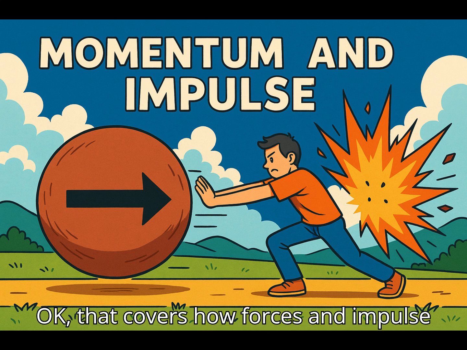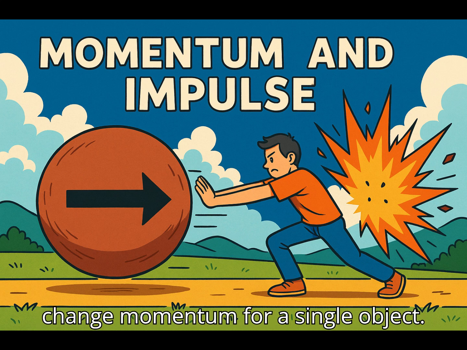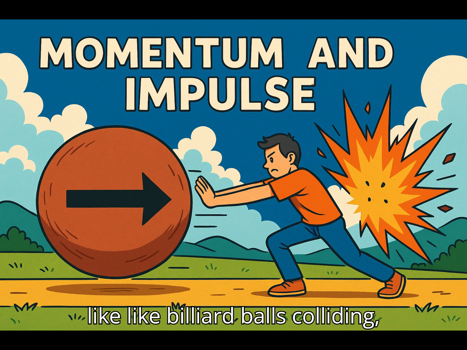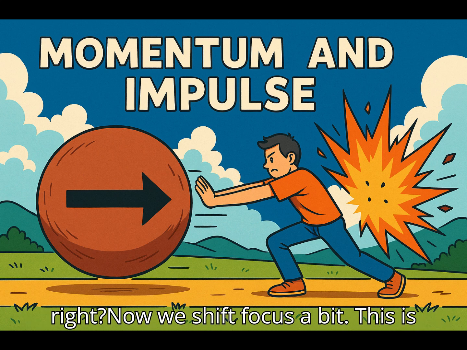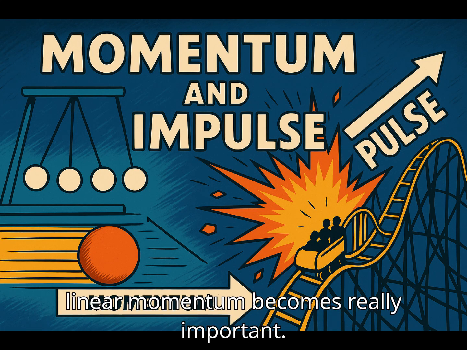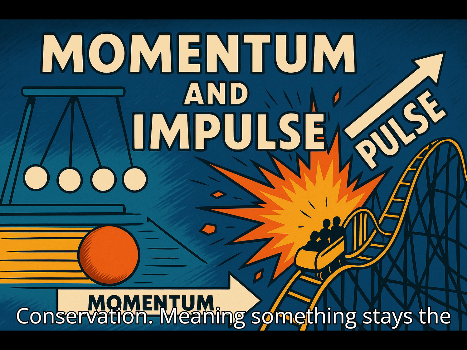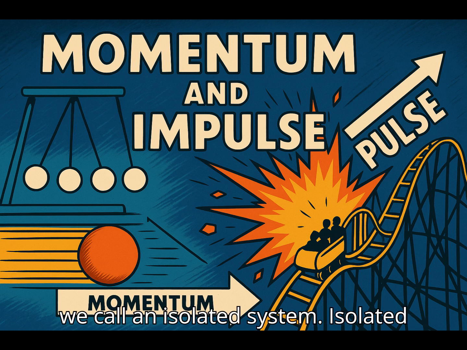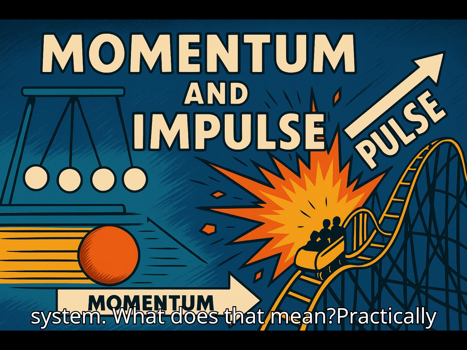Okay, that covers how forces and impulse change momentum for a single object. What about systems? When objects interact, like billiard balls colliding. Right. Now we shift focus a bit. This is where the principle of conservation of linear momentum becomes really important. Conservation, meaning something stays the same. Exactly. But it applies under specific conditions. It applies to what we call an isolated system. Isolated system, what does that mean, practically speaking?